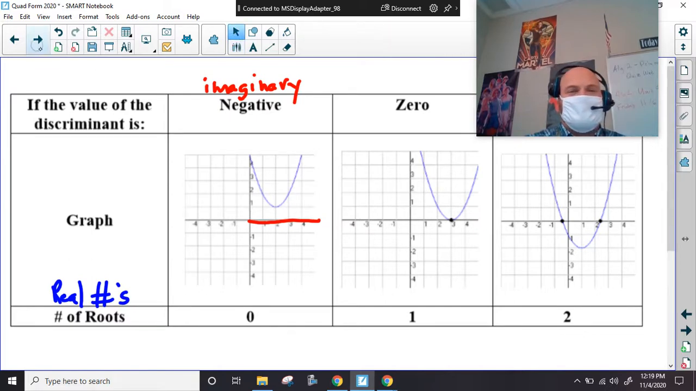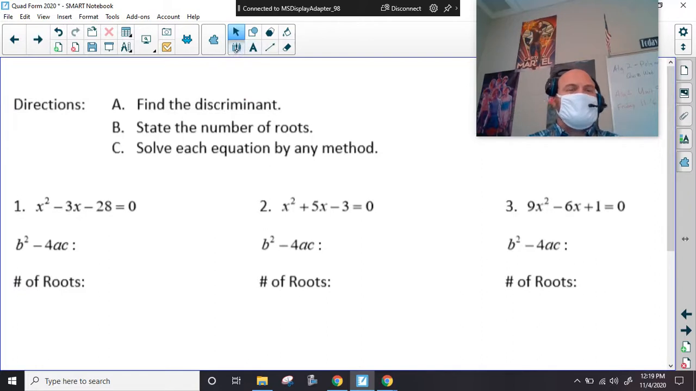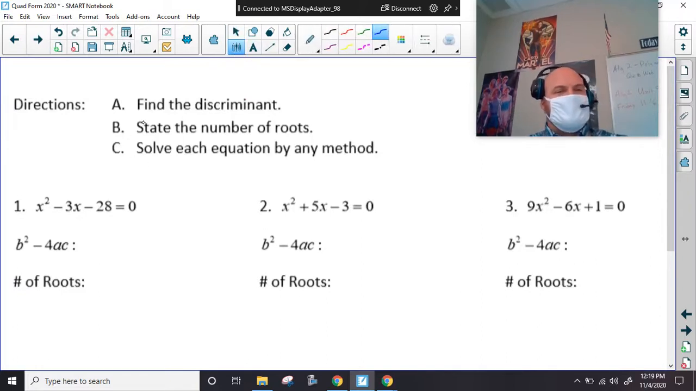It's awesome. All right. Now, for our directions: find the discriminant, state the number of roots, all that kind of stuff. We're not going to solve these first 3. You can go back and solve these later, but the main thing I'm going to work with is discriminants.